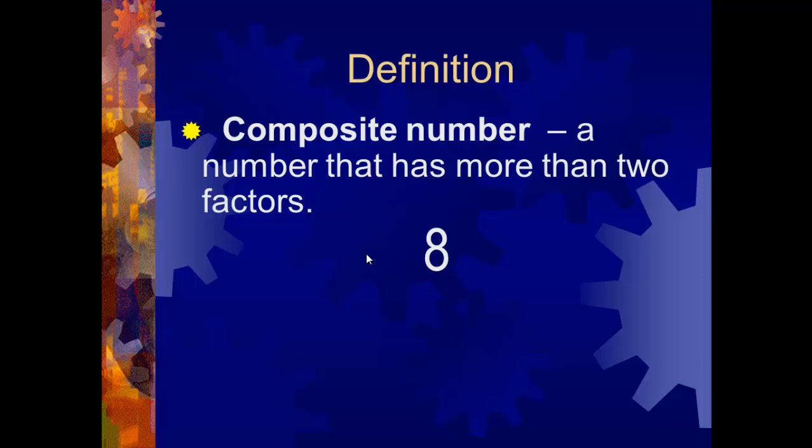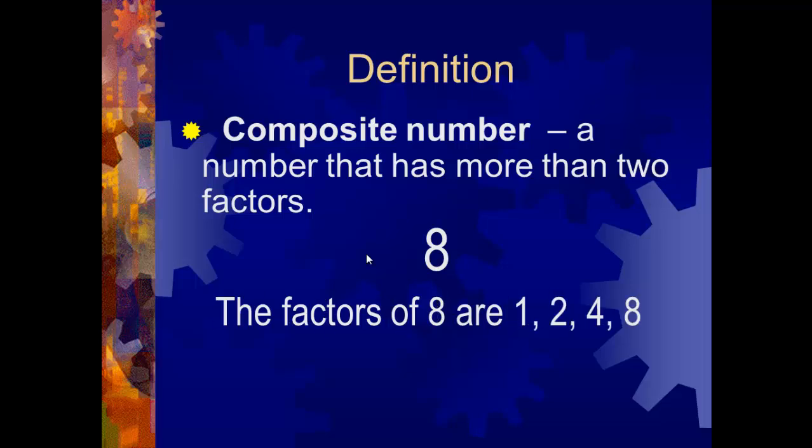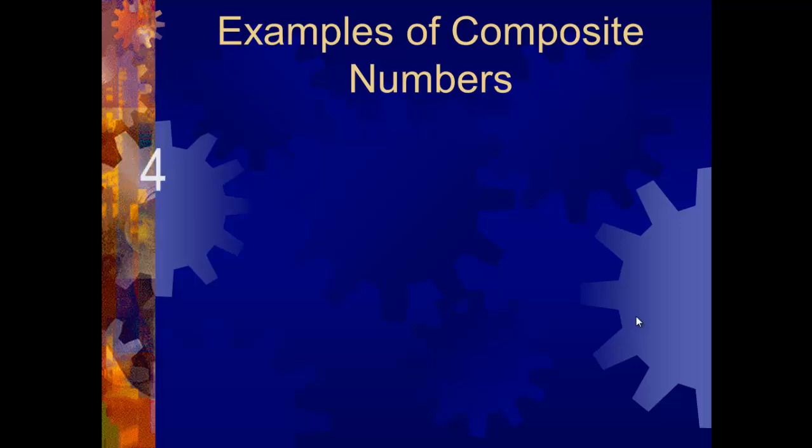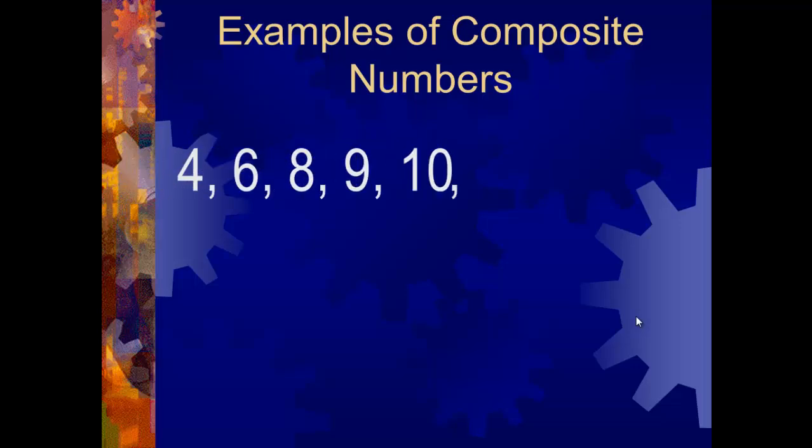If we have an example, 8. What numbers multiplied by each other give you 8? You will say 1 by 8, 2 by 4. How many factors here? 1, 2, 3, 4. More than 2 factors. This is called a composite number. Examples of composite numbers, we have 4, 6, 8, 9, 10, and so on, 12, 14, 15, and so on.